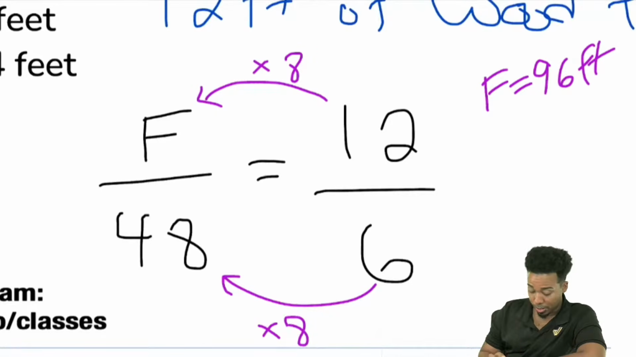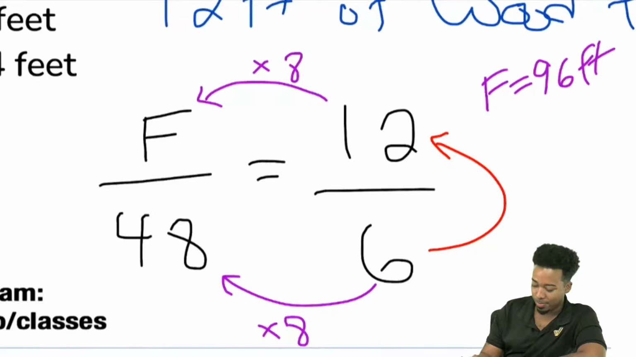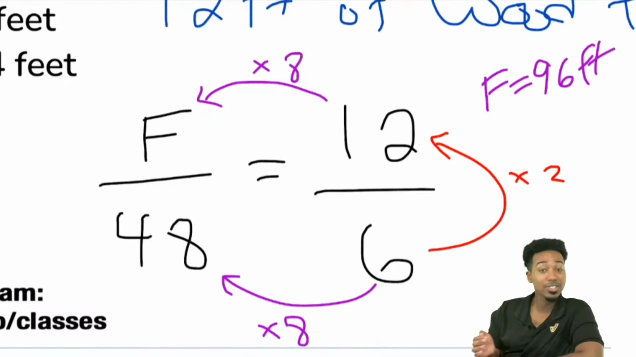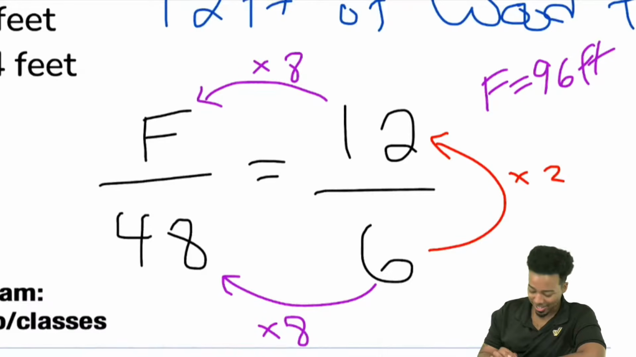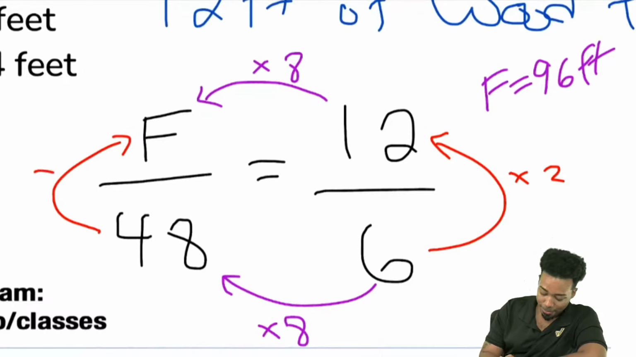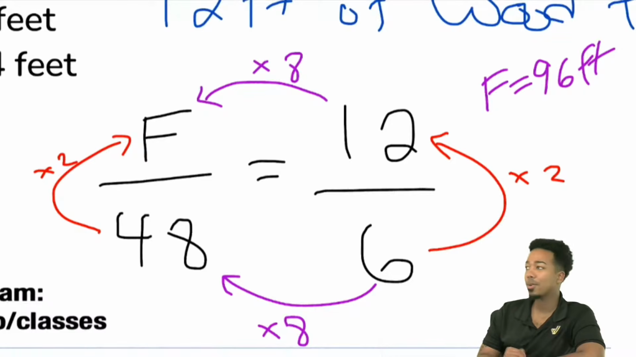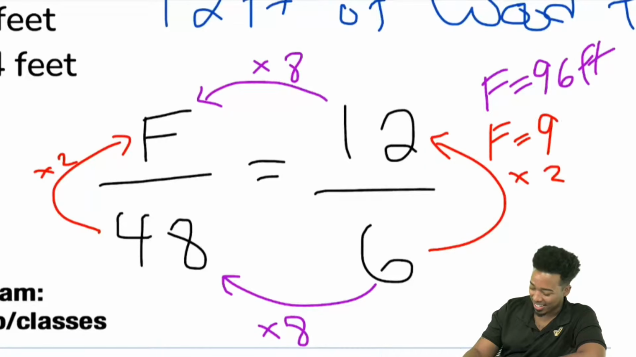You can also do it this way, my math party people. Look at this now. You can also go from 6 to 12. That's times 2. That's just doubling. And so cool, you can do 48 to F. That's times 2. Everybody, what's 48 times 2? What's that going to be? 96 again. F equals 96 feet.